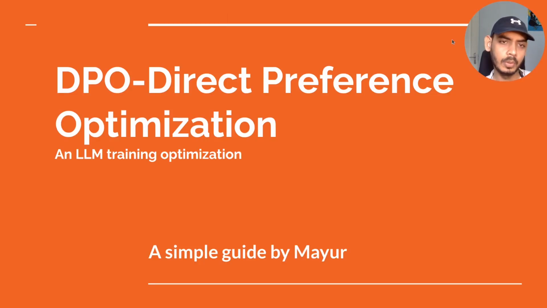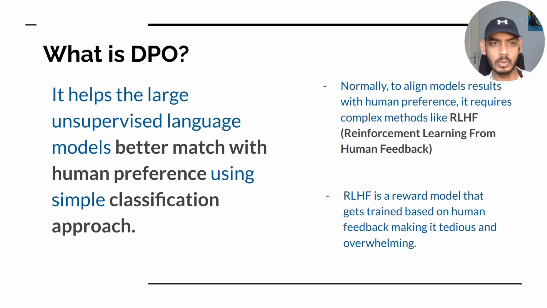Welcome back to MLWorks. In this video, we'll understand what DPO is and how it helps in LLM training optimization. And we'll talk about the previous approach, RLHF, which was used for LLM training earlier. So, what is DPO? It is a technique that helps the LLM generate responses that better match human preferences using a simple classification approach. And we'll talk about the classification approach in the next set of slides.